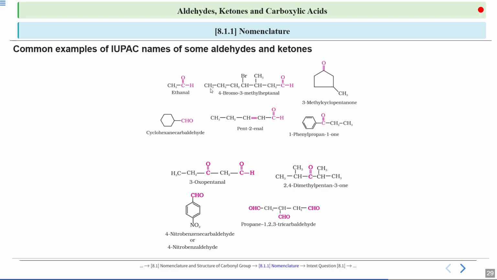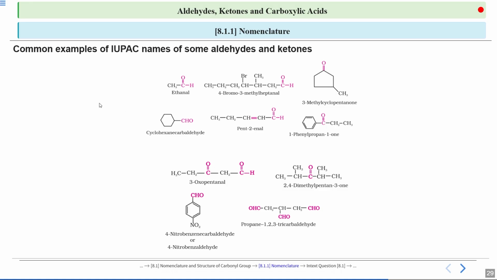Similarly, look at this. This is a ketone. In ketone, you replace the E of alkane by ONE. So what will be the name of this? Count the number of carbon atoms. If you see, there are 5 carbon atoms. You'll do the numbering in such a way that the carbonyl carbon gets the least number. So it will start from 1, 2, 3, 4, 5. On third position, a methyl group is attached. So 3-methylcyclopentanone.